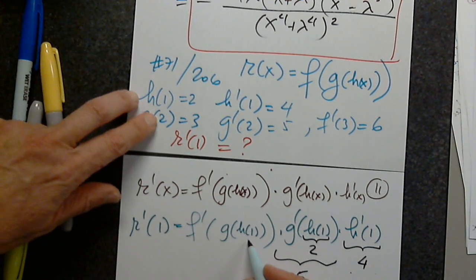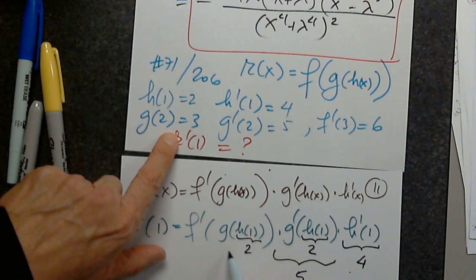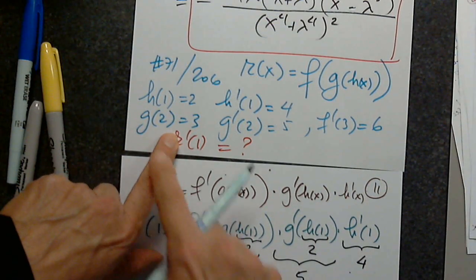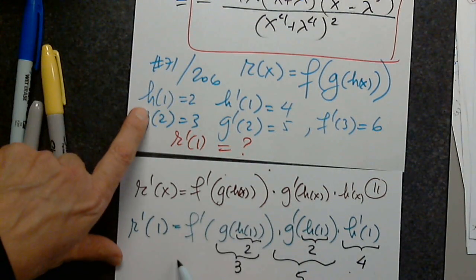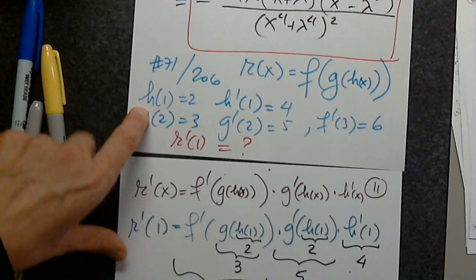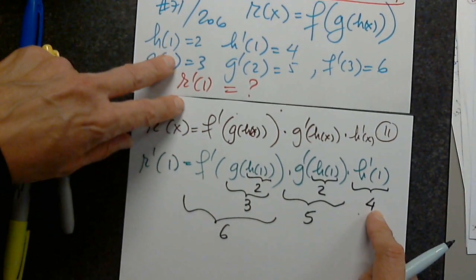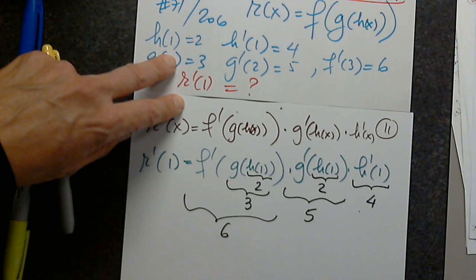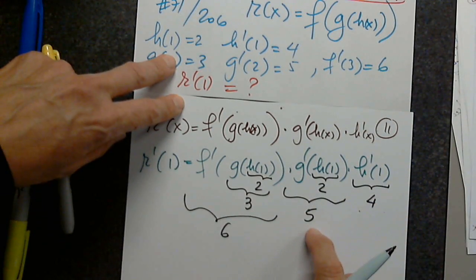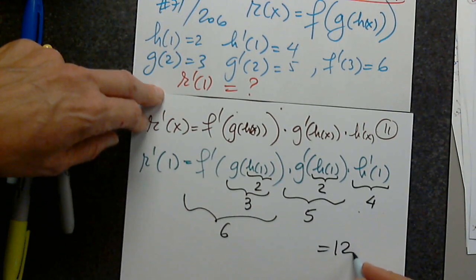H of 1 again. G of 2 is 3. G of 2 is 3. And now I want f prime of 3. 6. So it's 6 times 5 times 4. Here's how I do it. I will answer your question in just 1 second. 4 times 5 is easier, 20 times 6, and the answer is, that's it.